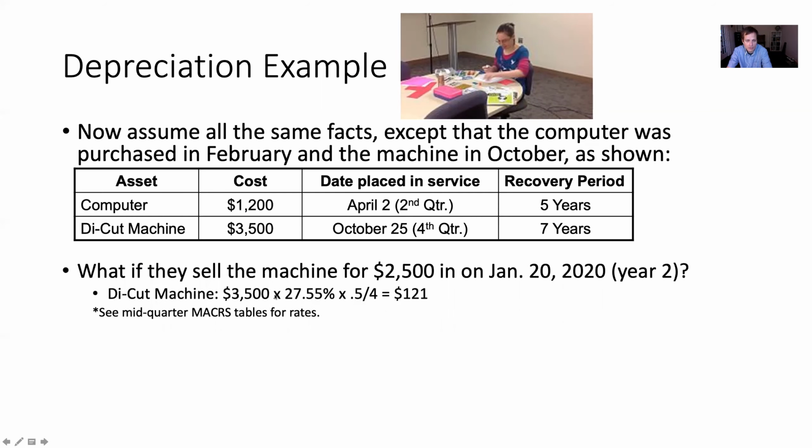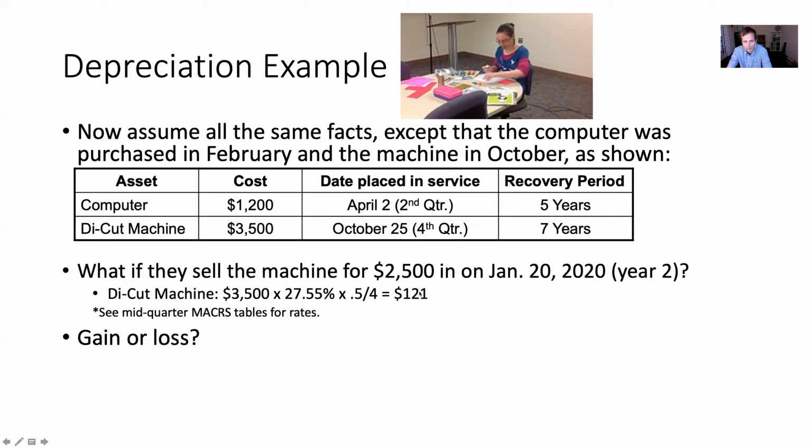So my full year depreciation would be initial basis times that percentage from the table, but they sold it early. When did they sell it? They sold it in January. That's the first quarter. So they get half of that quarter, and there were no quarters before that in the year. So they get 1/2 quarter out of 4. 1/2 over 4 times the full year depreciation amount gives them a deduction of $121 for the machine for the year.